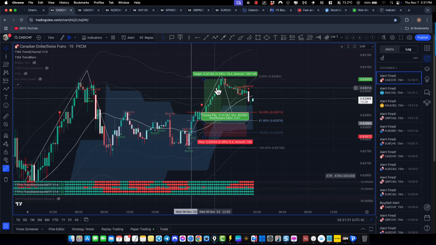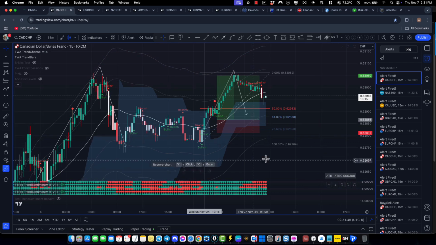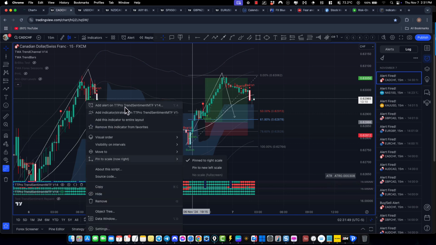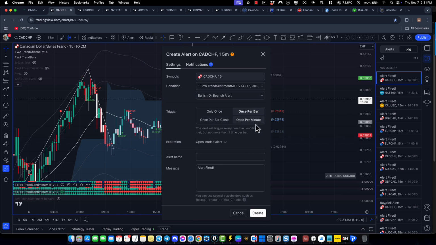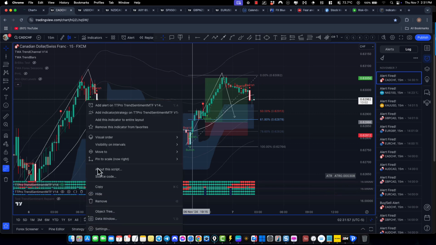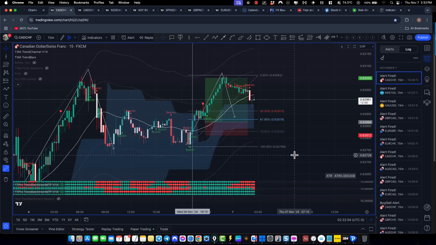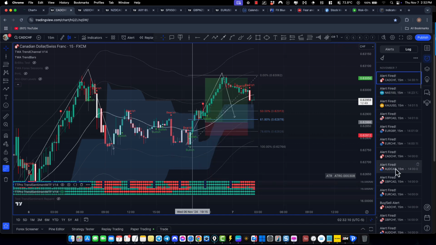CAD Swissy, this is starting to pull back down in. Okay, I'll be watching this into the New York Open tonight. So set up the alerts: click the three green dots here, add alert, and you want bullish or bearish once per bar and go OK. And do the same with the second indicator. 3 dots, add the alert, bullish or bearish, once per bar, and create. Make sure you have this enabled here on both, and then you'll receive these alerts.